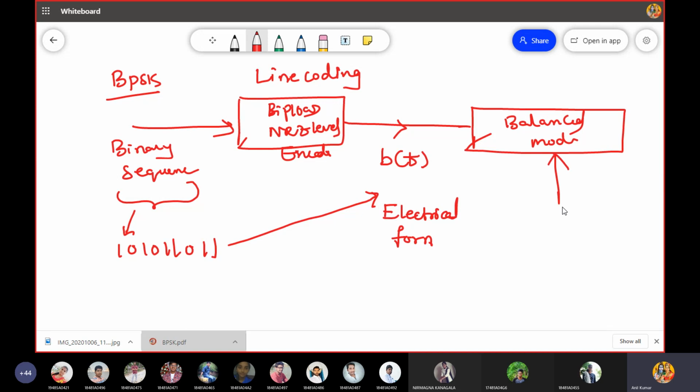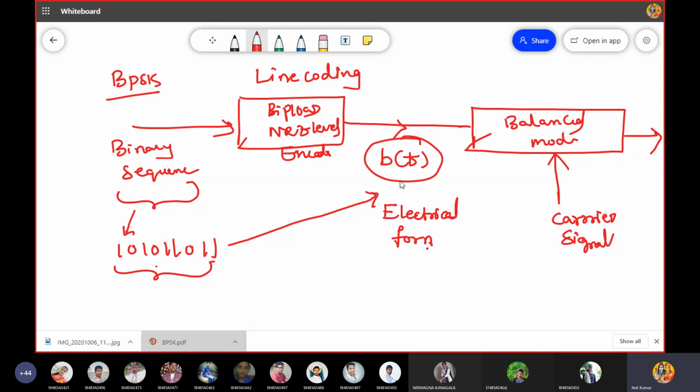Another input to the balanced modulator is the analog carrier signal, which is in the form of a sinusoidal carrier signal. First, the binary sequence is there. This binary sequence is converted into electrical form with the help of the line encoder. The line encoder used here is a bipolar NRZ level encoder. Now it generates b of t.